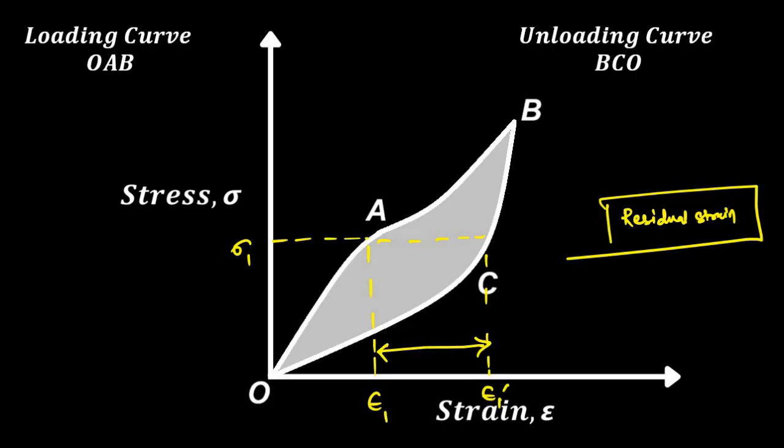What is important here is that there is some residual strain left in the elastic material. It does not exactly return back to its original shape and size. There is some level of permanent deformation. It returns back but does not exactly return to the original shape and size. There is some permanent residual strain there. That is called elastic hysteresis.